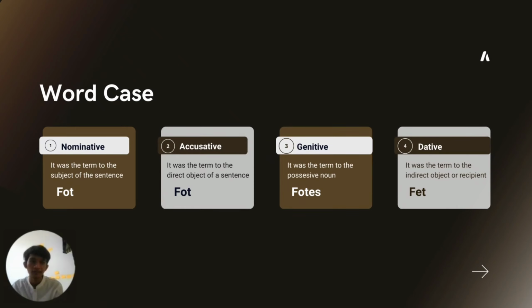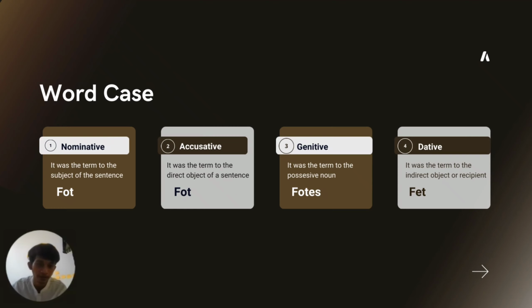There are four word cases. The first one is nominative, the term for the subject of the sentence. The second one is accusative, the term for the direct object of a sentence. The next is genitive, the possessive noun, or as nowadays English uses it, the possessive noun with apostrophe s at the end of the word. And the last one is dative, the indirect object or recipient.